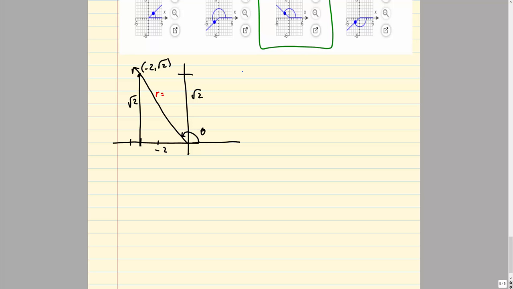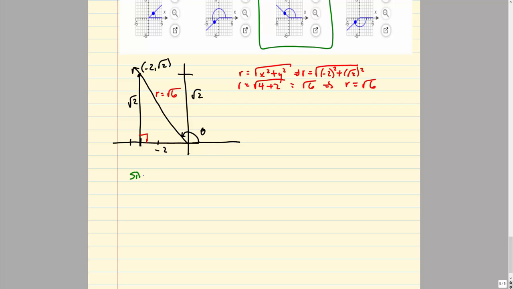Okay, so remember r is going to be equal to the square root of x squared plus y squared. So (-2)², and remember that -2 has to be in parentheses, because if you don't, then it would be a -4, and it has to be a +4. So that's -2 times -2 is 4. Root 2 times root 2 is 2. So this is going to be the square root of 6. So r is the square root of 6. Here's my right triangle marking, and then I can find all my 6 trig functions from here.